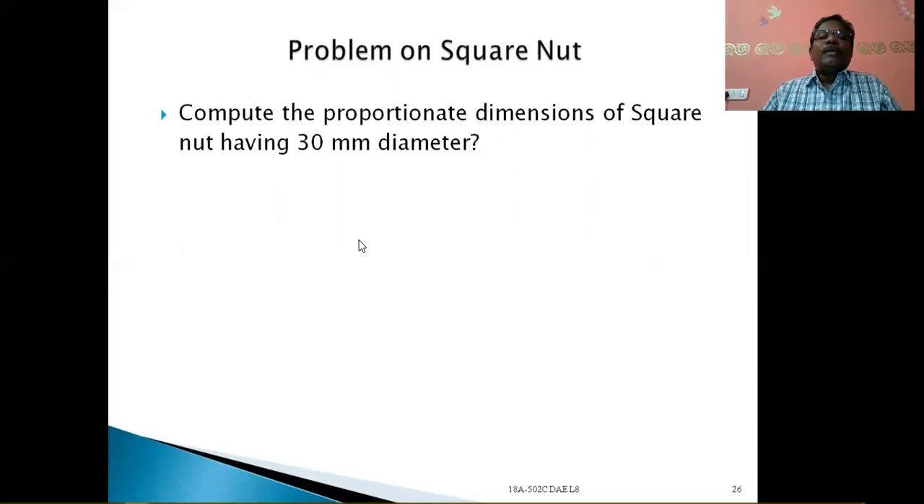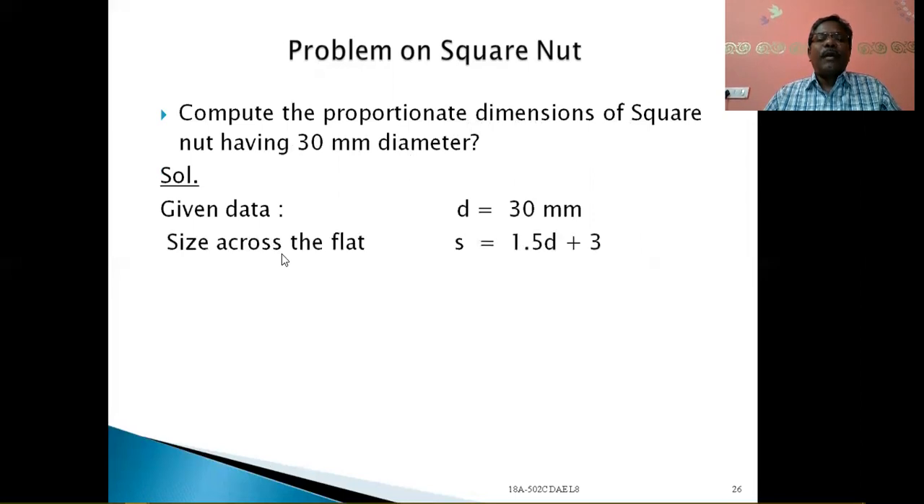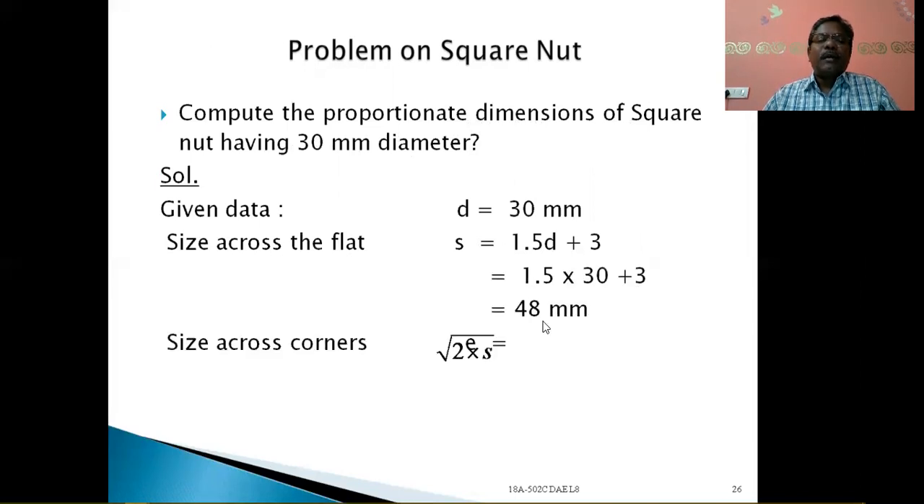And square nuts: compute the proportionate dimensions of square nut having 30 mm diameter. So let us see, the same as the previous. Size across the flat is equal to 1.5D plus 3, which will be 48, and the size across corners E is equal to under root of 2 into S, and thus may be 68.